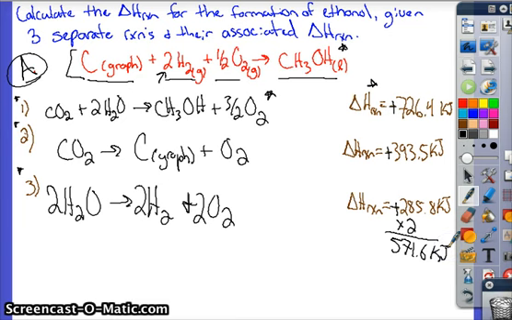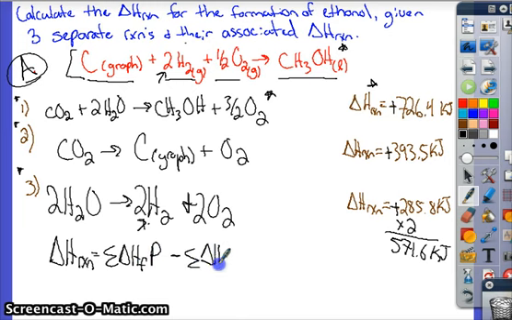Under method A, once you have everything appropriately reversed and manipulated based on the mole amounts being the same, by that I mean we had 2 moles of H2 in the reaction, we had 2 moles of H2 now represented in our third equation, and we manipulated the delta H accordingly. Your delta H of reaction based on method A is the summation of your delta H of formation for all of your products minus the summation of all of your delta H of formation for your reactants.